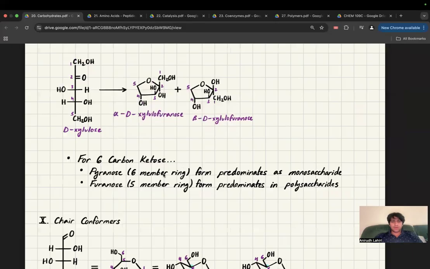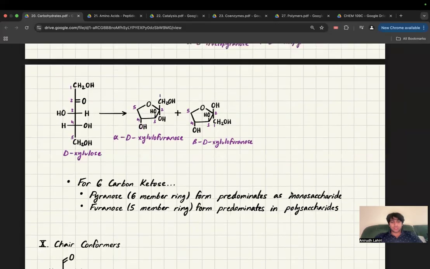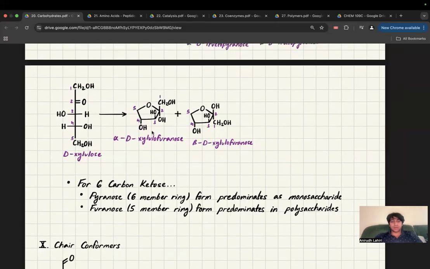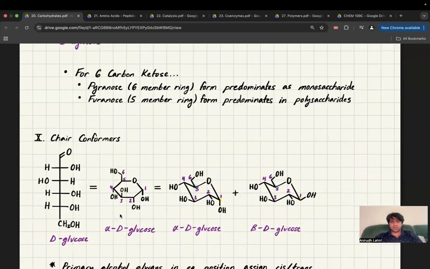All right. Pyranose, six-membered ring, form predominates in a monosaccharide. Furanose predominates in polysaccharides. This is just saying that if you have a six-carbon ketose and you're forming a ring structure, if you just have one of them, a monosaccharide, it'll form a pyranose. If you have multiple, at least greater than 10, the way that the ring structure and the electronics work out is such that you favor a furanose structure.